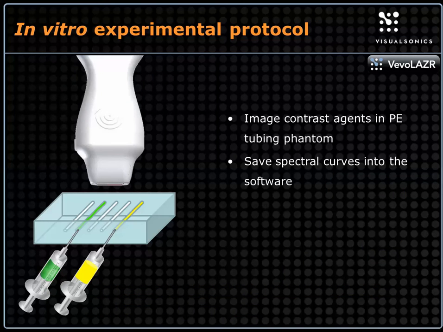I'm going to describe the protocol for doing the experiment now. The first step is to actually characterize the contrast agent in vitro. So we put the contrast agents in a phantom and we save the curves in the software. Now remember, I'm just giving a summary here, and I'll describe these steps in a little bit more detail later on.